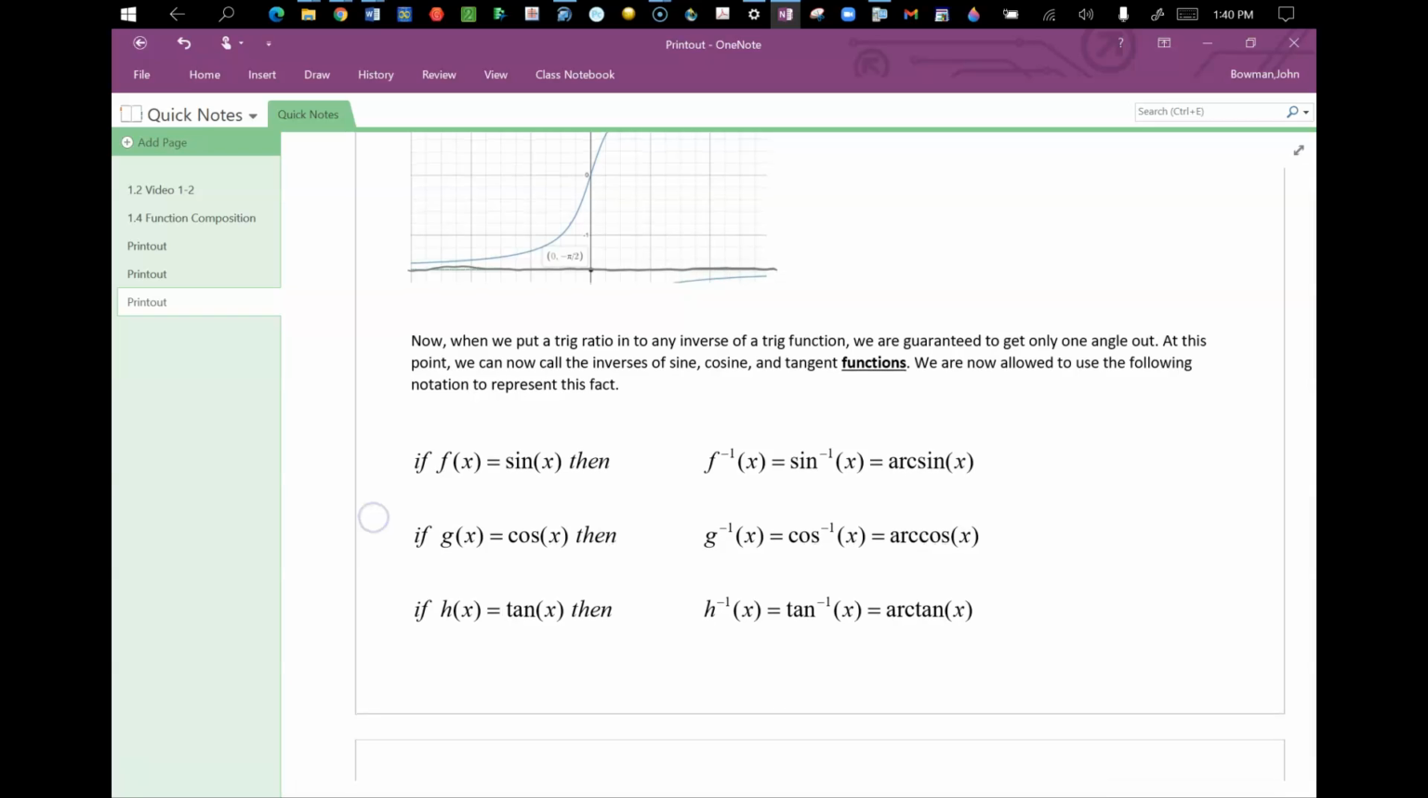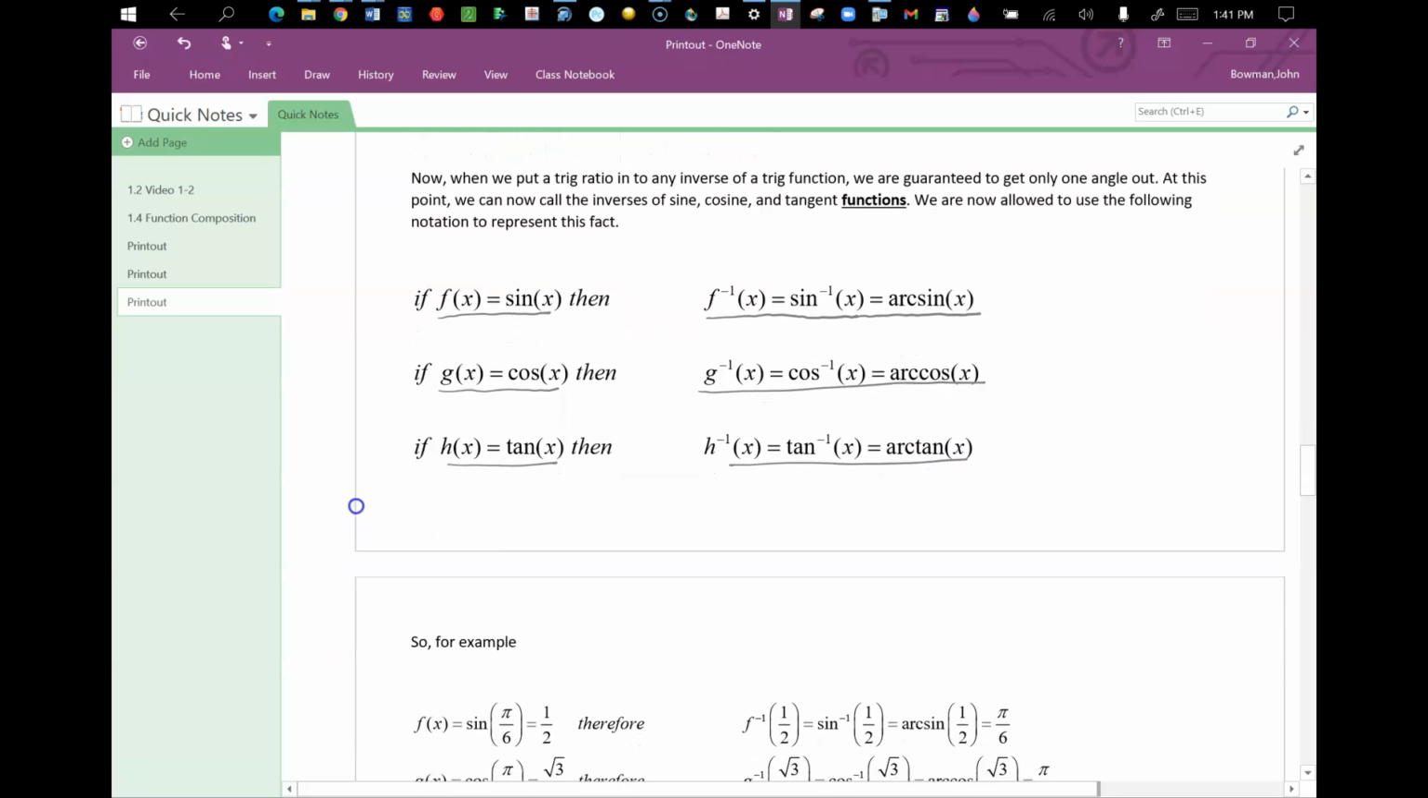And this is the relationship and the notation that we use. If f of x is sine x, then f inverse is equal to sine inverse of x, which is also called the arcsine of x. In other words, if you put an angle into f of x, you'll get out a ratio. If you put a ratio into f inverse of x, you'll get out an angle. The same thing is true for the cosine and its inverse, and the tangent and its inverse. And all 6 trig functions have inverses.